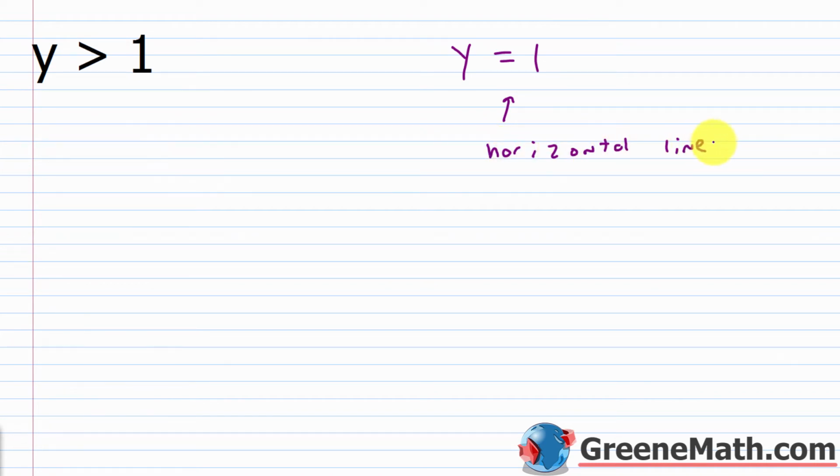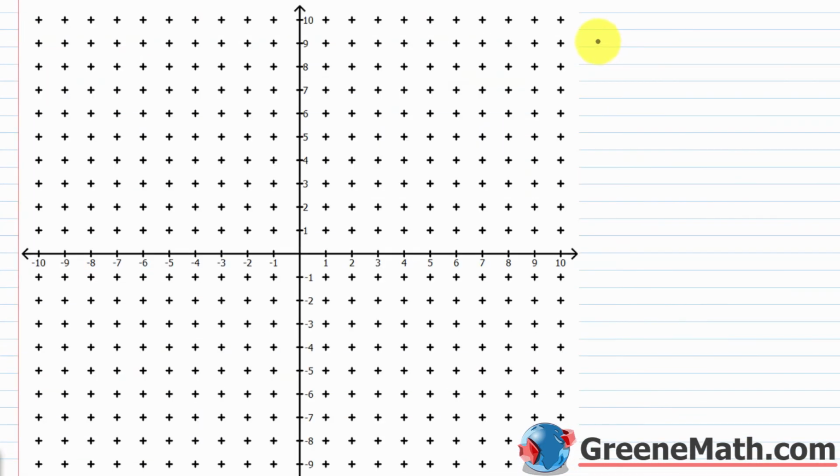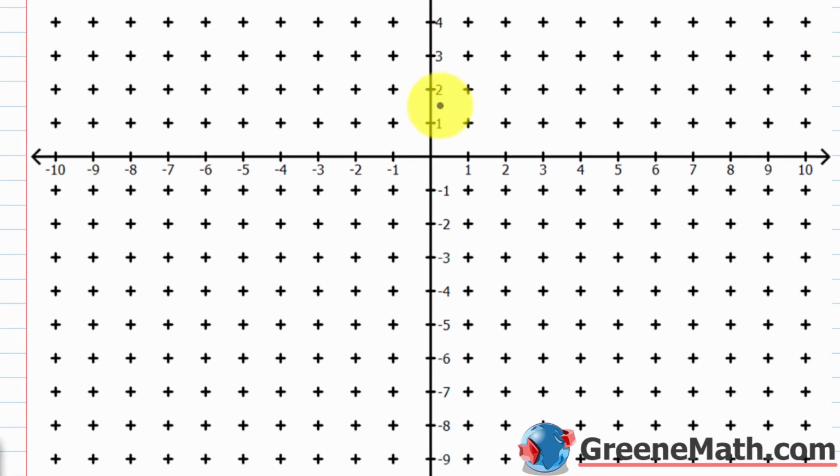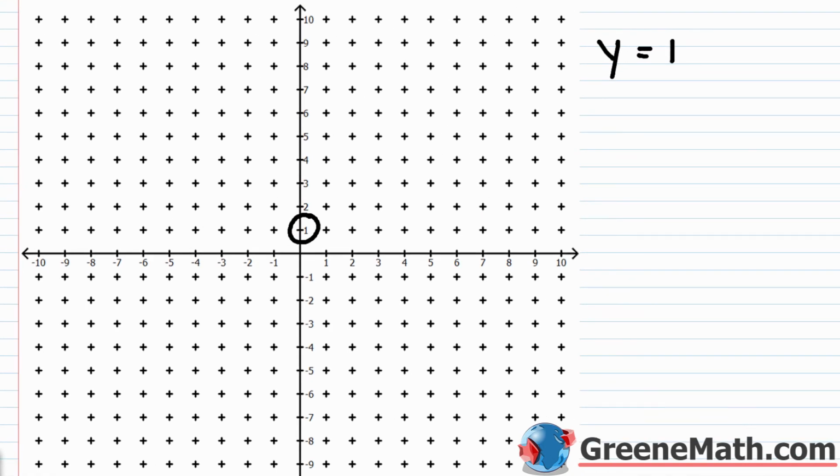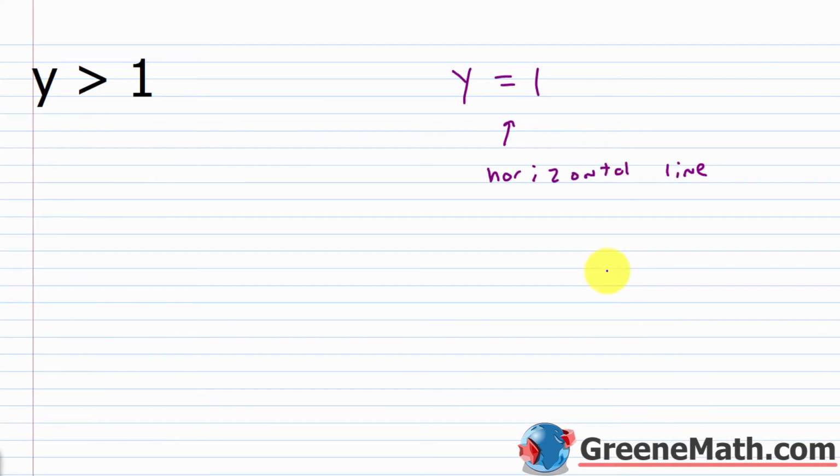So to graph this, I would go to my coordinate plane. And again, I'm thinking about y equals 1. So find 1 on the y-axis. It's right here. I would just draw a horizontal line. So this would be y equals 1. When we look at this, we see that this is a non-strict inequality. This is non-strict. So we know that points on the line will not satisfy that inequality.